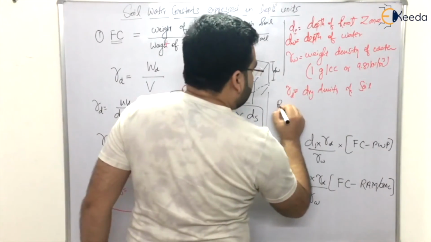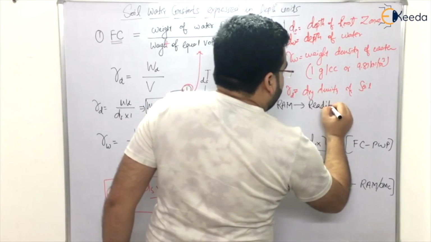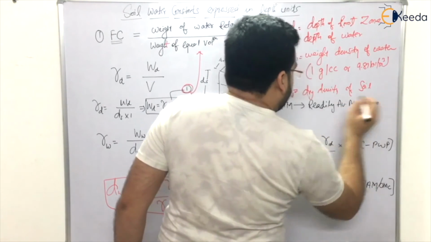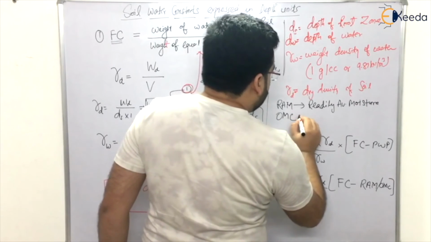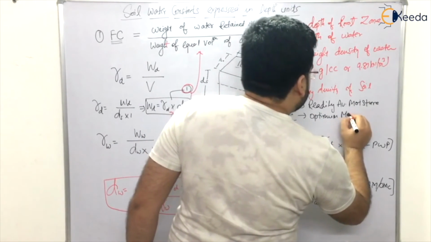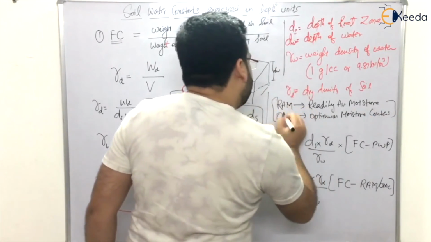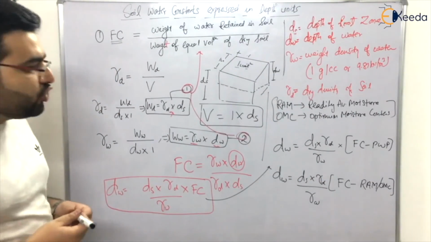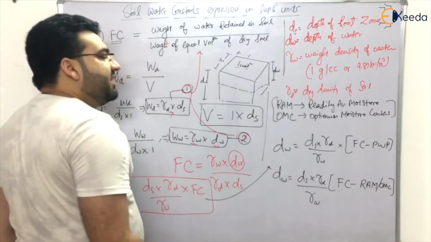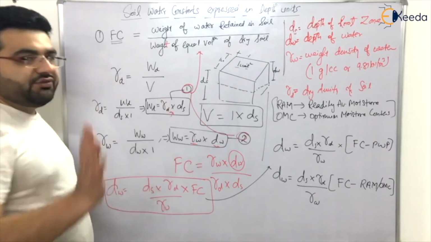Let me write it here. RAM means readily available moisture and OMC means optimum moisture content. So both are the same thing. Readily available moisture or optimum moisture content, both are the same thing. So if in the question readily available moisture or optimum moisture content is given, this formula is valid. If the permanent wilting point is given, this formula is valid. If nothing is given, then this formula is valid.